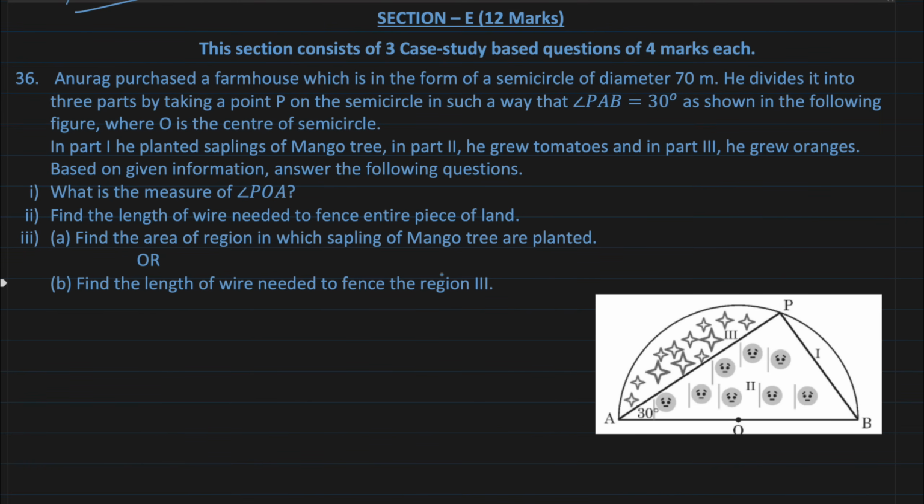Anurag purchased a farmhouse which is in the form of a semicircle of diameter 70 meter. He divides it into 3 parts by taking a point P on a semicircle in such a way that angle PAB is 30 degree as shown in the figure, where O is the center of the semicircle. In part 1, he planted saplings of mango tree. In part 2, he planted tomatoes, and in part 3, he grew oranges. Based on this information, calculate the given questions.